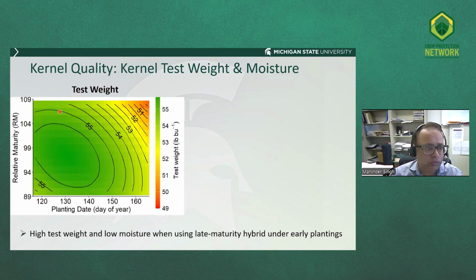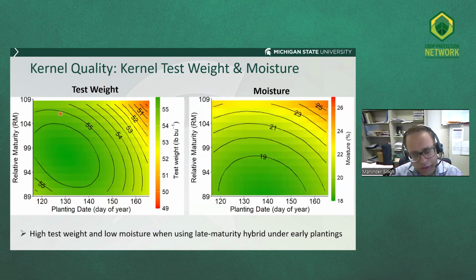55 or 56. So we are able to maintain that high test weight as well as keep moisture low, right? You can see with those early plantings, longer maturities, we are around that 20% number. Our goal is to push it below 20%, to maximize our profits, field dry down, and we are able to lower the moisture and maintain high test weight going with this early timely planting and use of longer relative maturities.